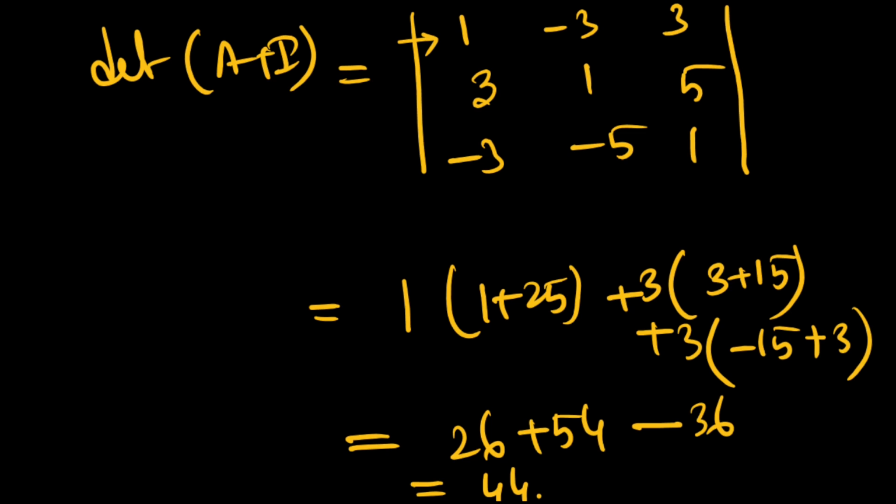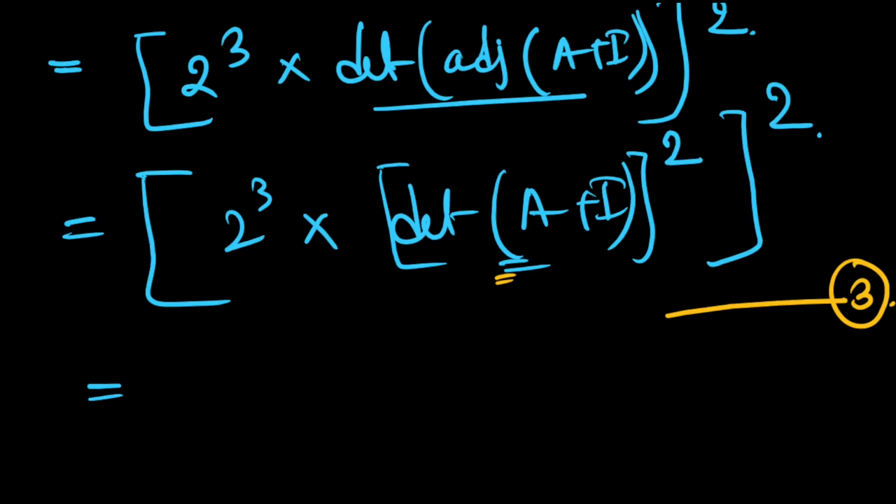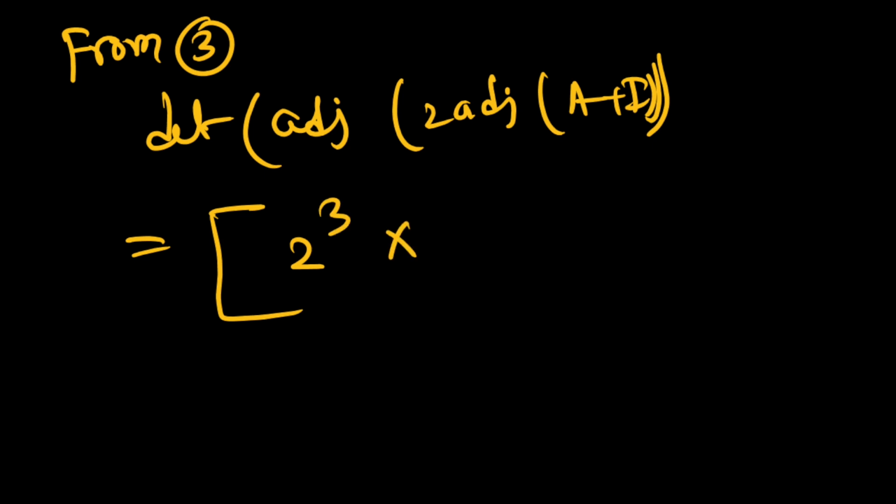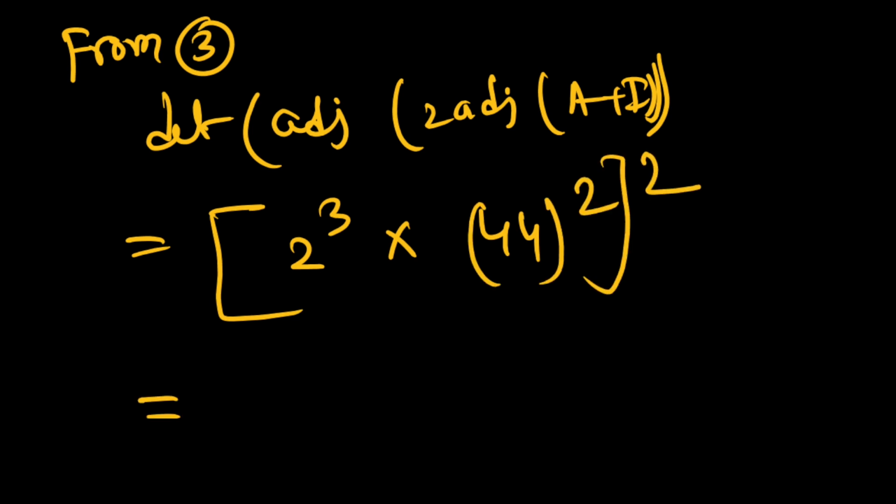So now we put in the value of determinant of A plus I. From step 3, the value of determinant of adjoint of 2 adjoint of A plus I is equal to 2 cubed multiplied by determinant of A plus I, that is 44, whole squared. So that is equal to 2 cubed times 44 squared.